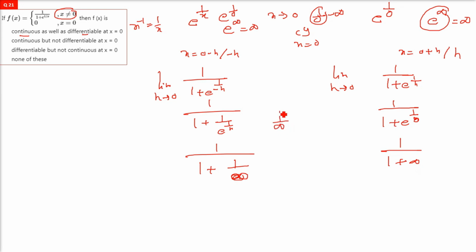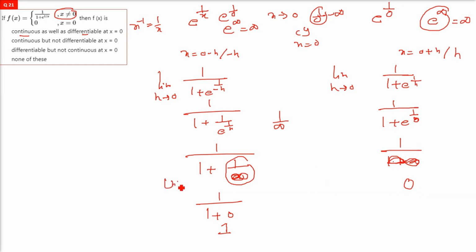So 1 by infinite is what? If you divide 1 by an infinite number, it is going to be 0. So on the left it is 1 by 1 plus 0, so it is going to be 1. When you add anything to infinite, it is going to be infinite only. So 1 by infinite is going to be 0. If you divide anything by infinite, it is going to be 0. On the right you get 1 by infinite, that is going to be 0.